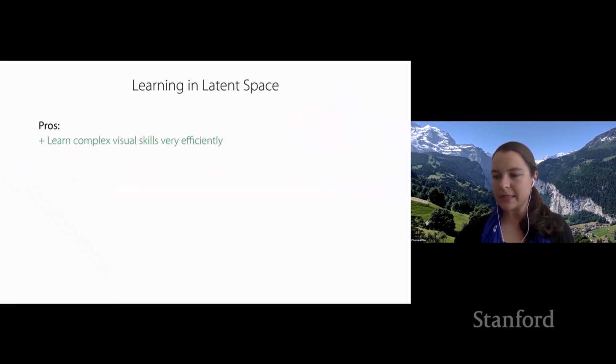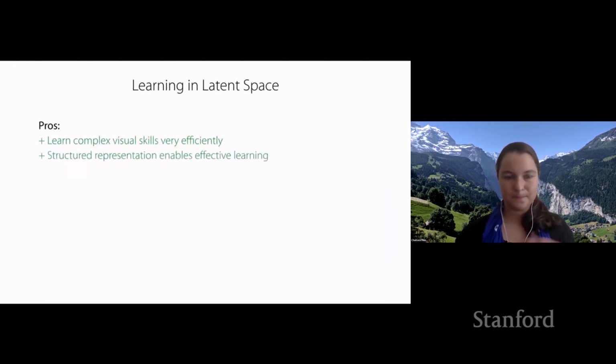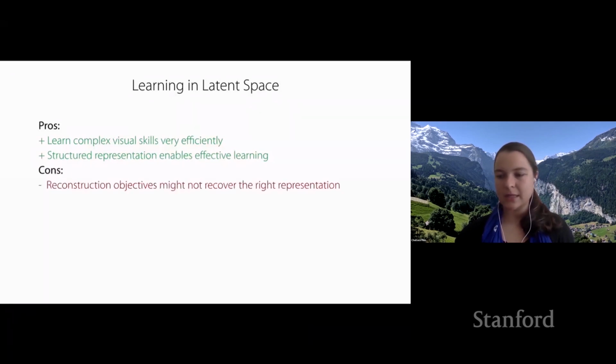Okay, so to summarize, if you learn in latent space, you found that you can learn complex visual skills from images very efficiently. Structured representations also enable this effective learning. The downside is that reconstruction objectives may not recover the right representation. So they're of course better than not having the reconstruction objective.